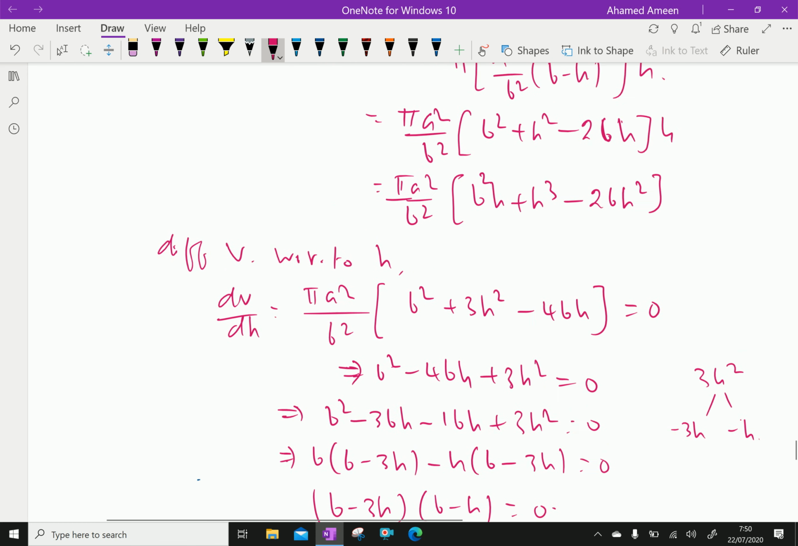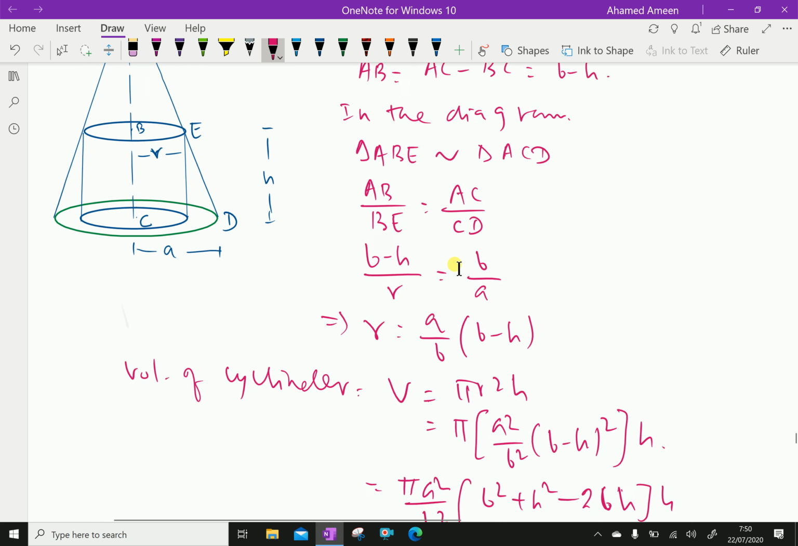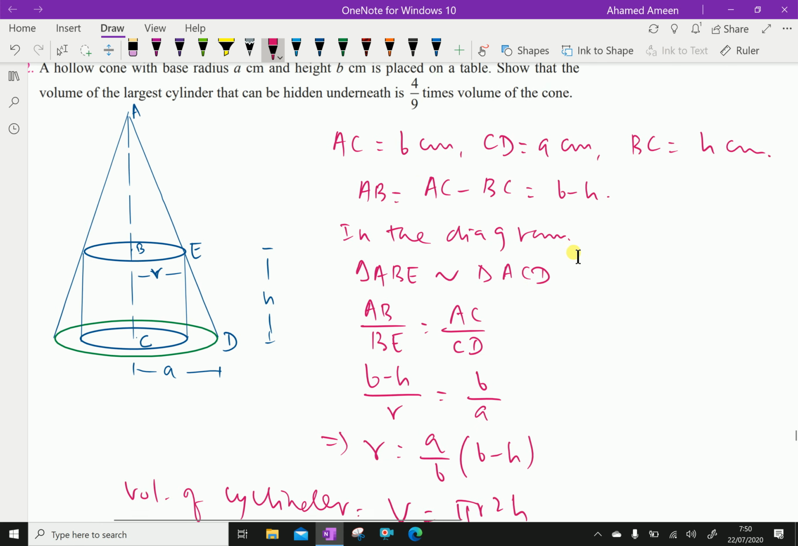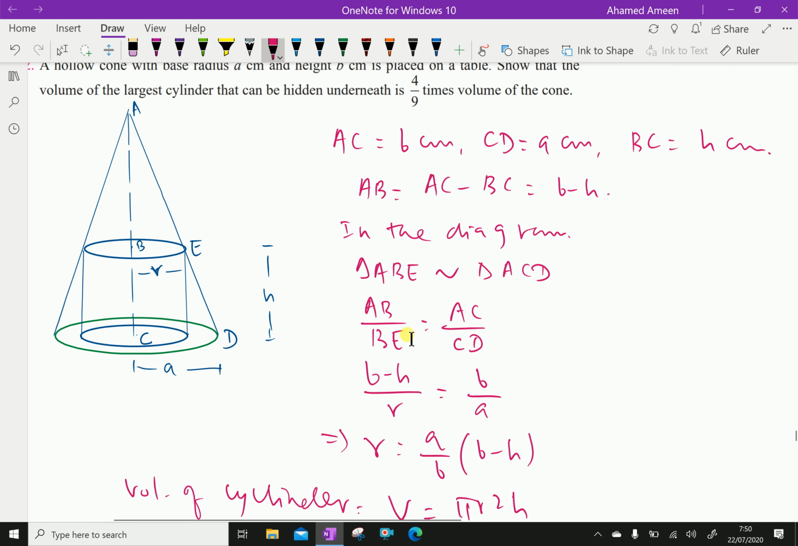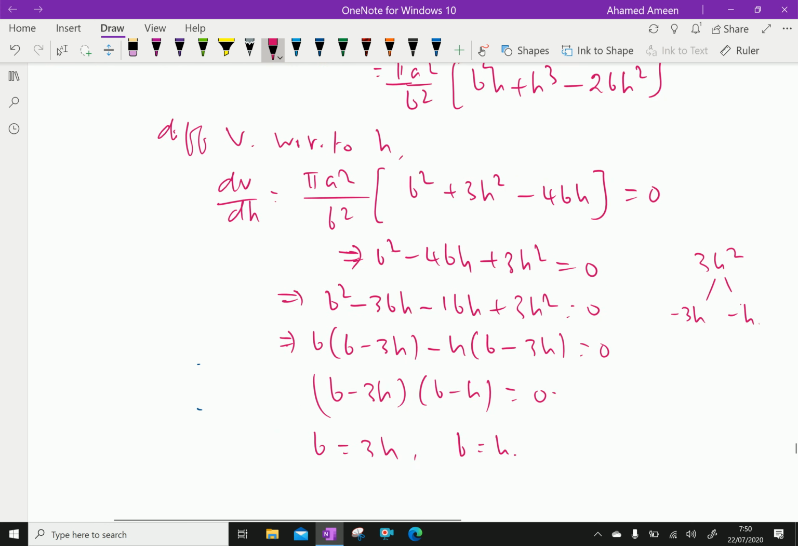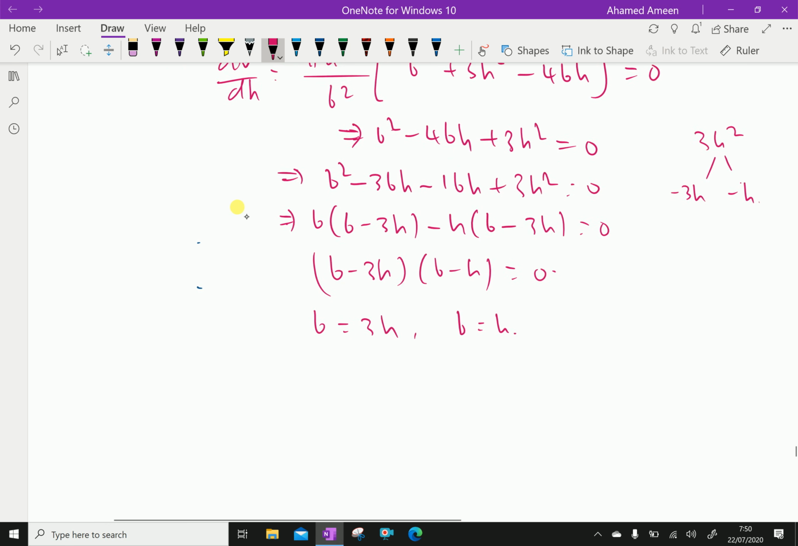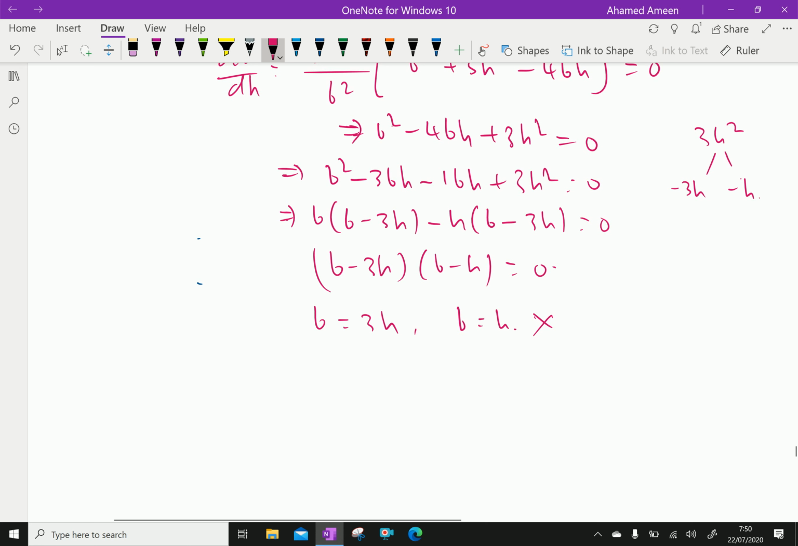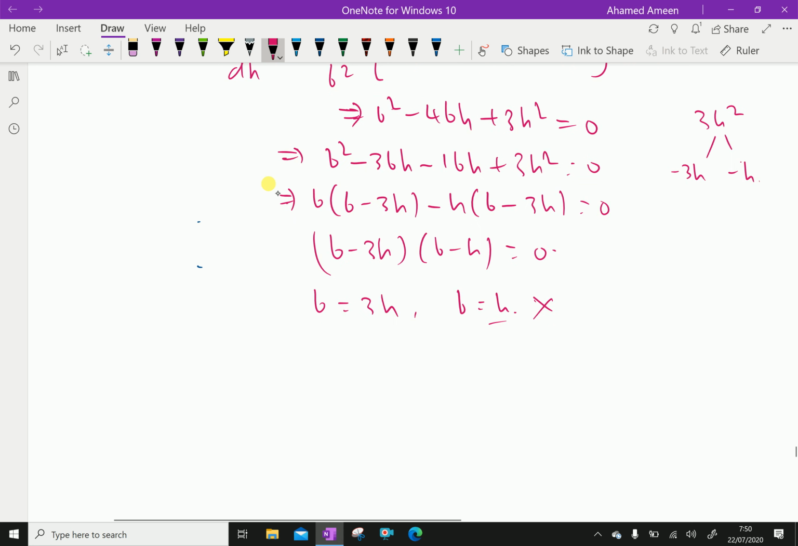Here B is the height of the cone and H is the height of the cylinder. There is no chance of B equal to H, because the cylinder height and cone height are not equal. So B is not equal to H. Therefore we got B equal to 3H, therefore H equal to B by 3.